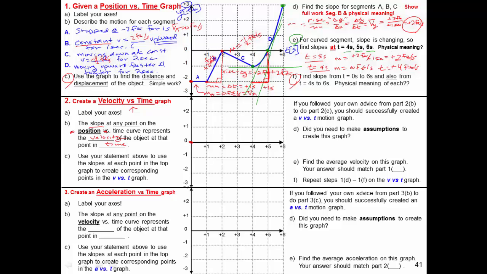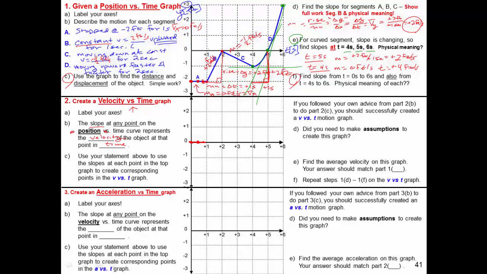Now, if I go half a second in, what's the velocity right there? My slope is still horizontal, so I still have a 0 velocity. So I go right down at half a second on the velocity versus time graph and plot that point. If I go over to the other end of segment A, the same thing is true. My slope is still 0, my velocity is 0. So I can go point by point, look at the slope, and then plot it down below.